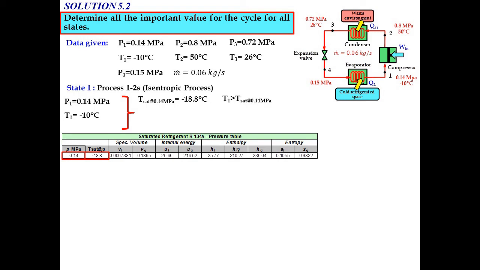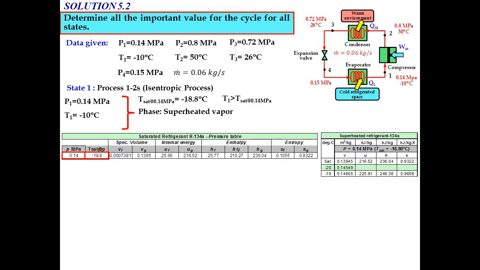Compare the value of T saturated with the value of T1. So T1 will be greater than T saturated at 0.14 megapascal. So the phase for state number 1 will be superheated vapor. Now, in order to determine the value of H1, we need to refer to the superheated vapor R134A table. At pressure 0.14 megapascal and temperature negative 10 degrees Celsius, from the table we can determine the value of H1, where H1 equal to 246.36 kJ per kg.